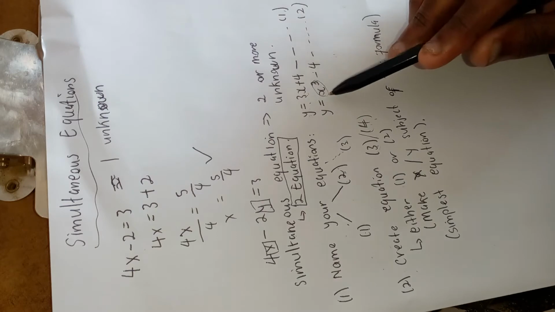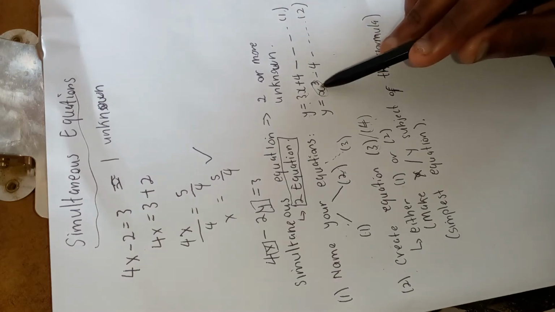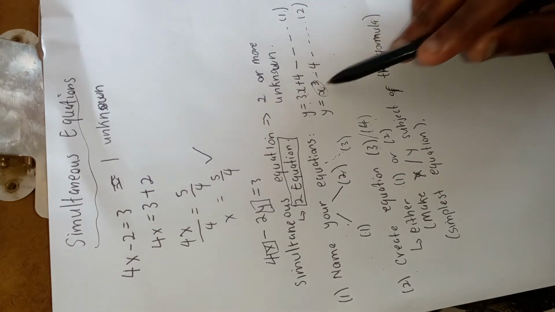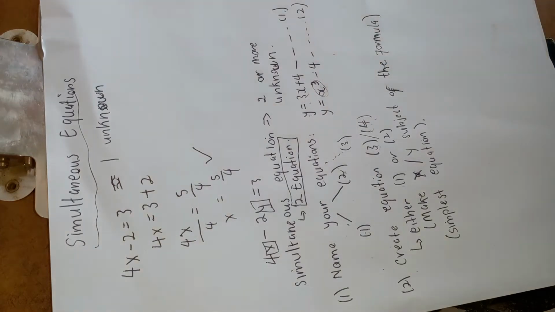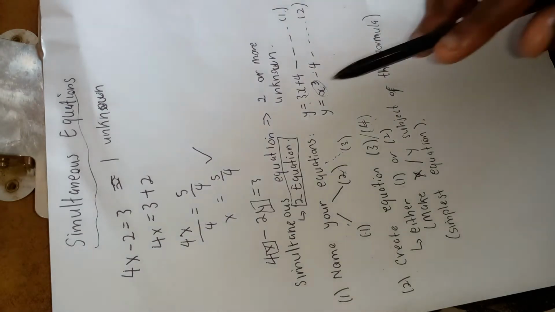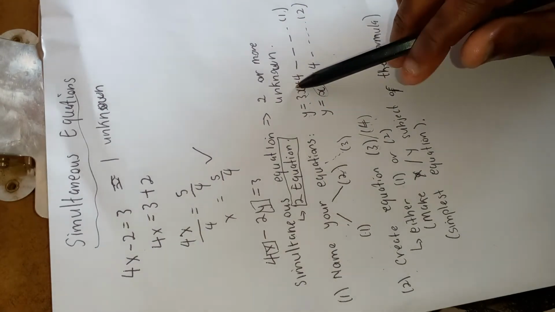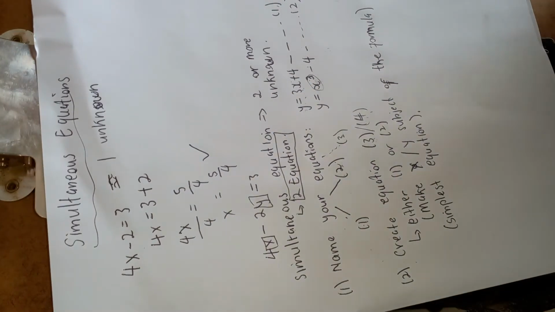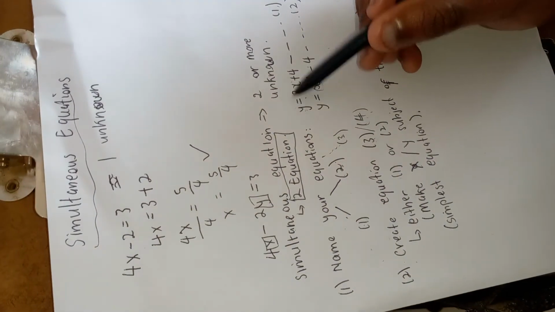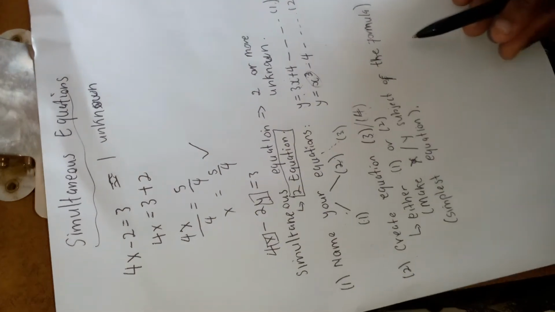So you cannot go about making x the subject of the formula in this case. Why? Because x is more complicated. You will be putting roots and all of those things, so you will be making it more complicated. But the simplest equation between equation 1 and equation 2 is equation 1, because equation 1 is more or less straightforward, and all the powers in equation 1 have power of 1.